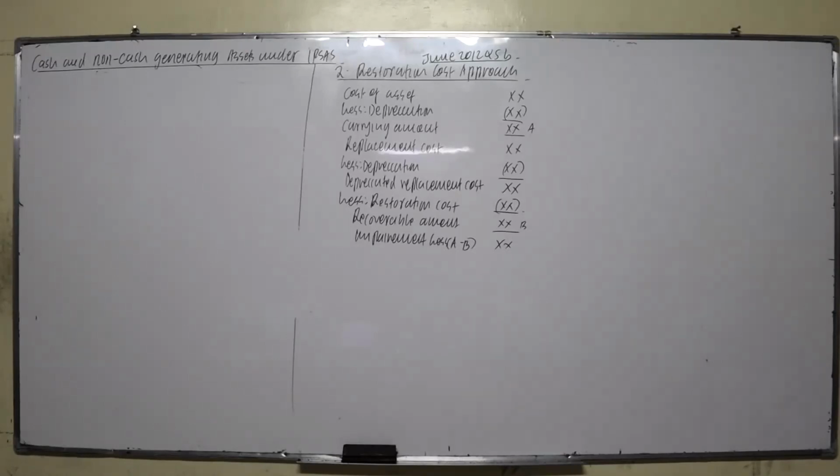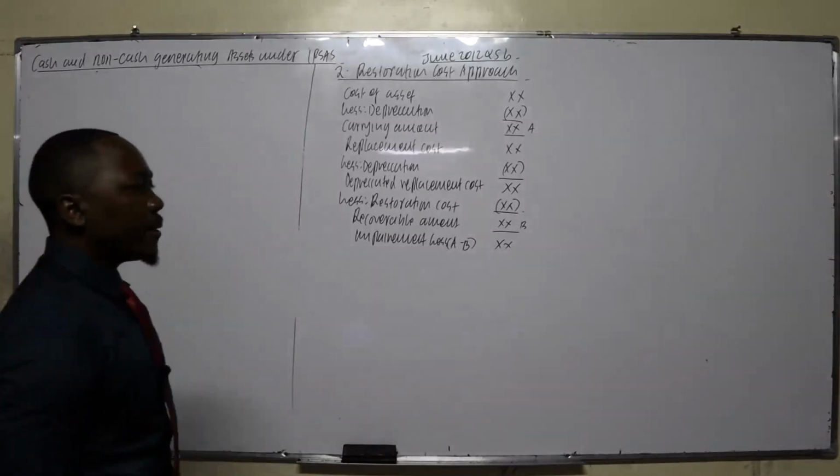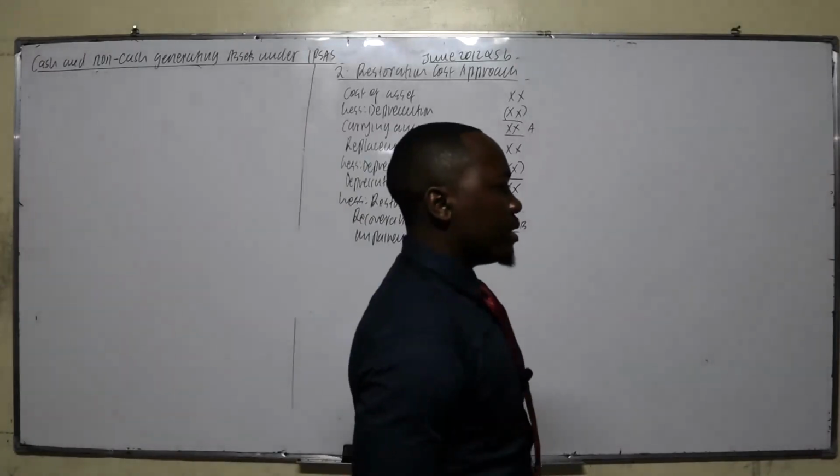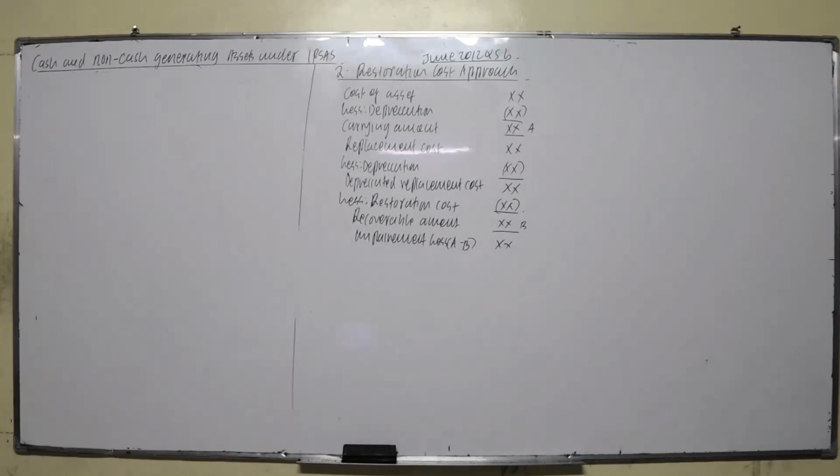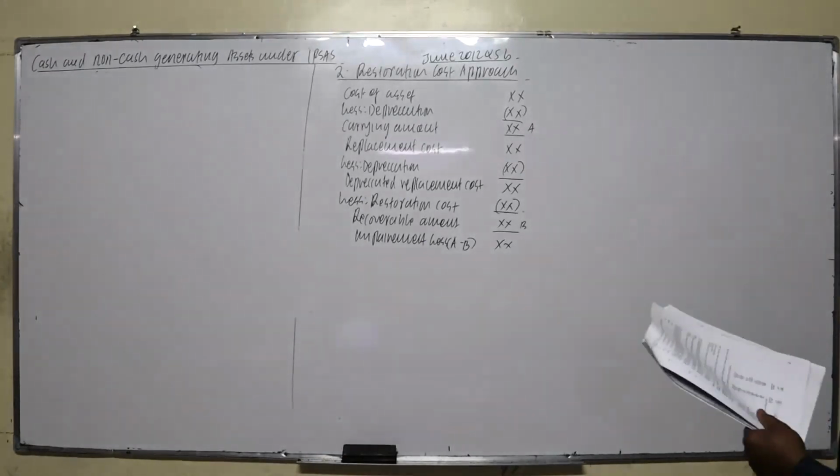Now this method is under the restoration cost approach, whereby in this case we want to replace an asset, but for you to replace that asset, you have to repair it first. So you also factor in the restoration or the repair cost. And that's what this method is about.